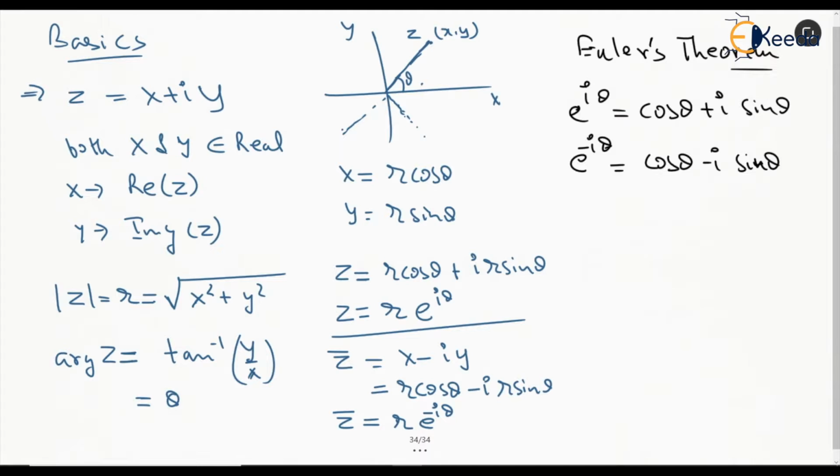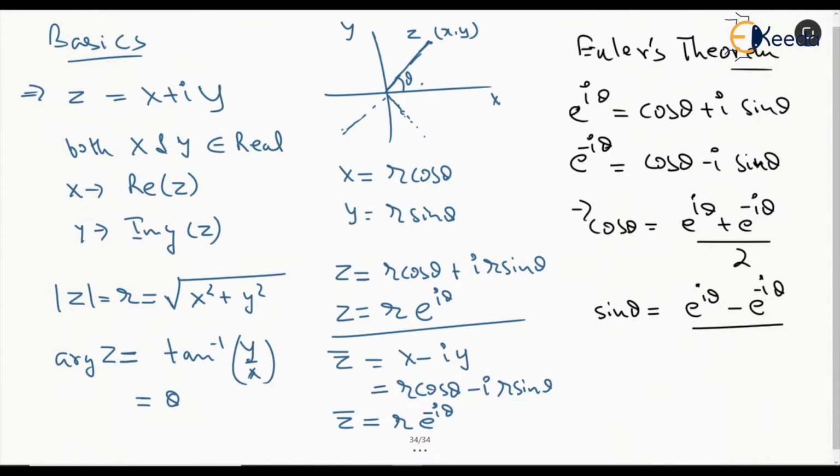Also, from here we can say cos theta will be e to the i theta plus e to the minus i theta divided by 2. We can sum up and then divide by 2. And sine of theta is equal to e to the i theta minus e to the minus i theta divided by 2i.